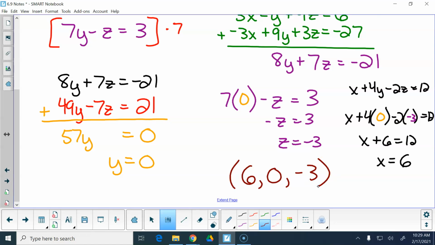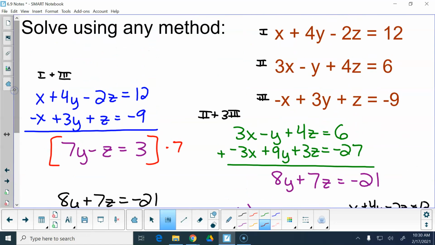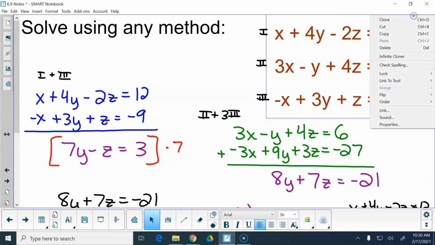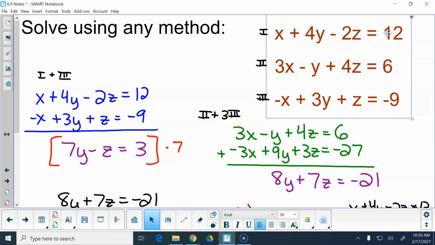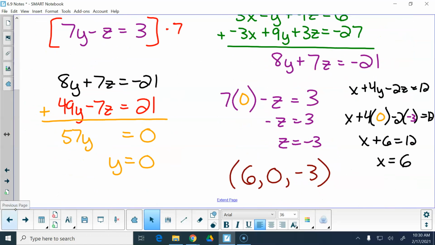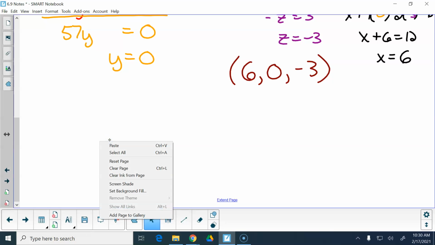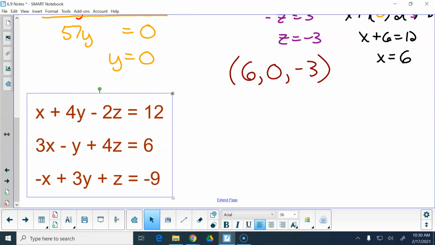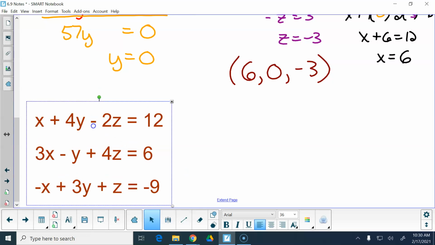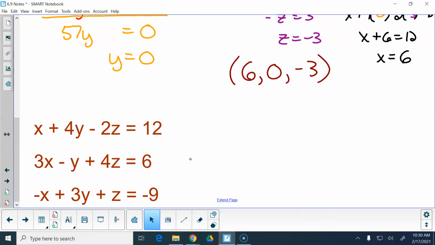I'm going to scooch back up here. I'm going to copy this. Then I'm going to come back down here and I'm going to paste it. Okay.